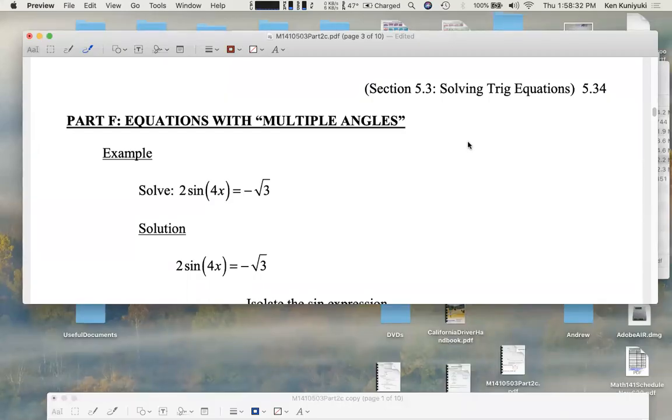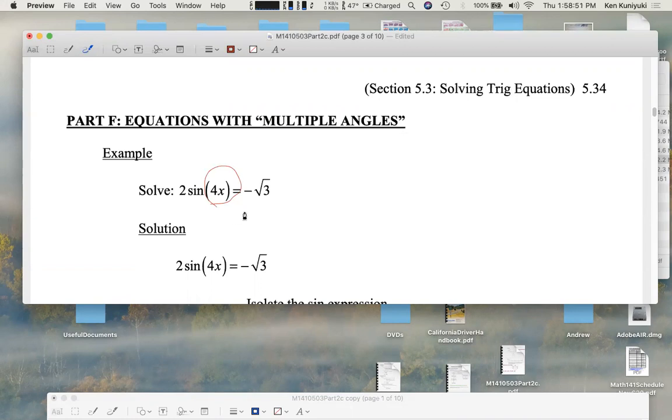Hi everyone, we're now going to solve multiple angle trig equations. These might be more accurately called multiples of angles. We're going to solve equations like these: 2 sine of 4x is equal to negative root 3.